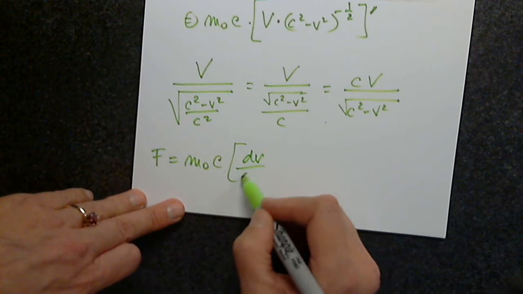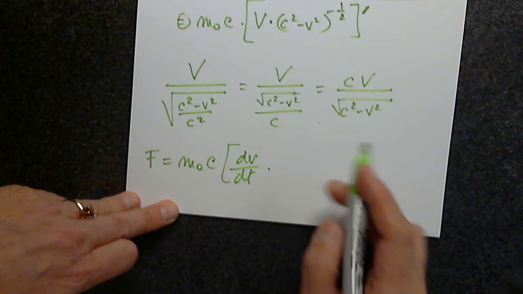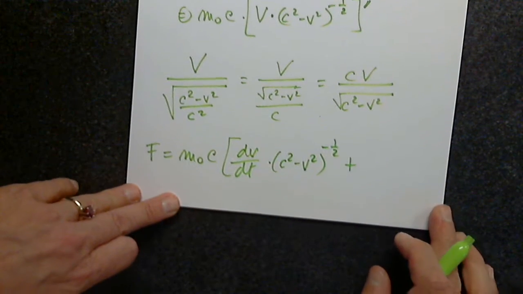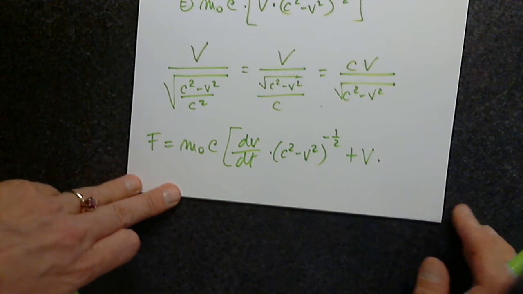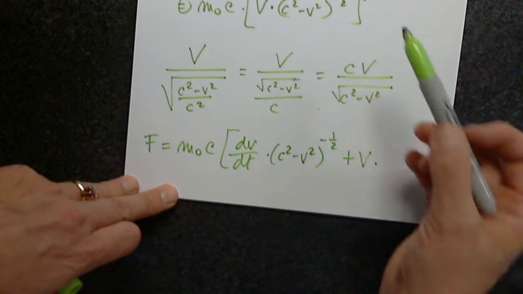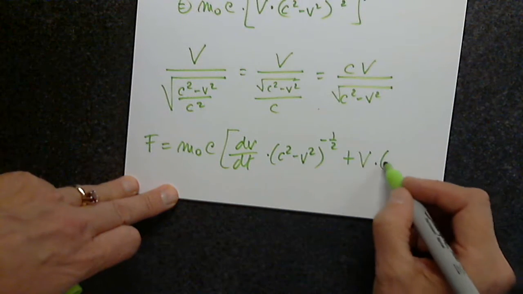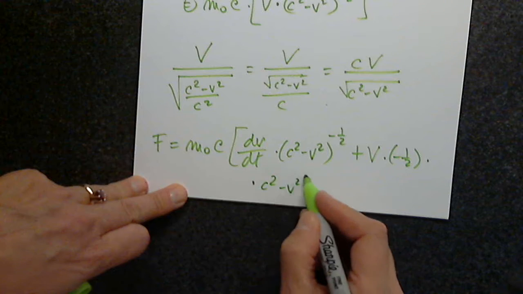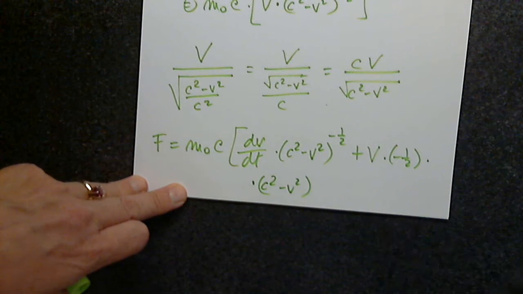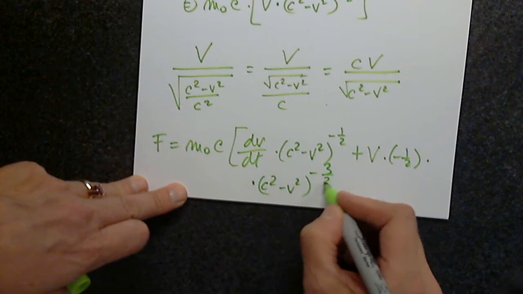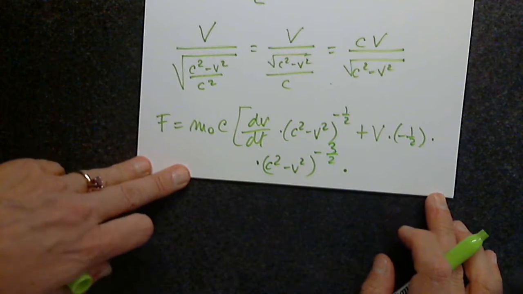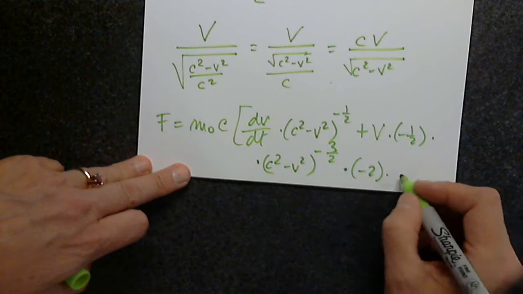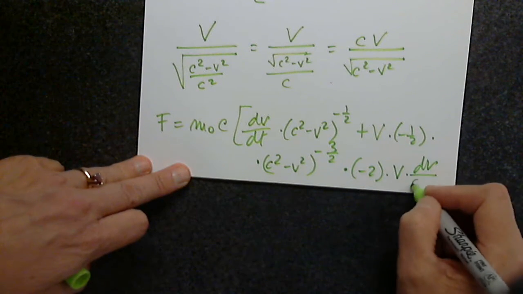So let's write dv over dt first, times (c squared minus v squared) to the -1/2, plus v times, now be very careful because we have to bring -1/2 in front, times (c squared minus v squared) to the -1/2 minus 1, which is -3/2, and times the inner function prime, which is -2, times v times dv over dt.